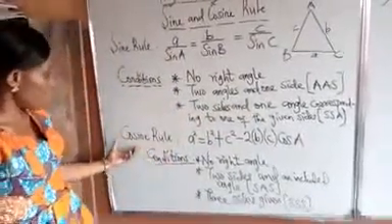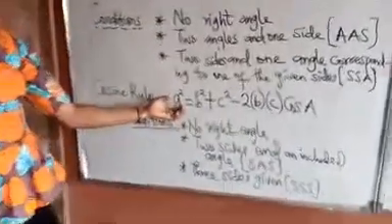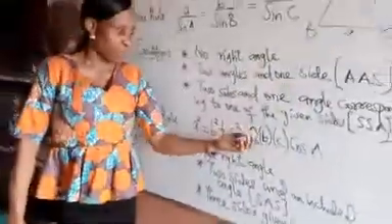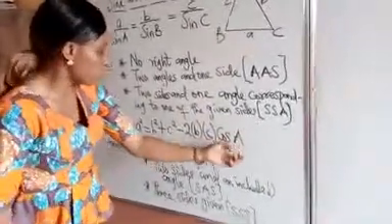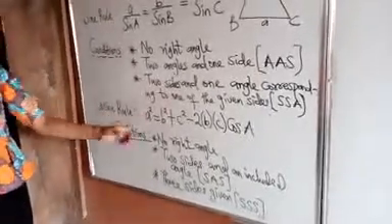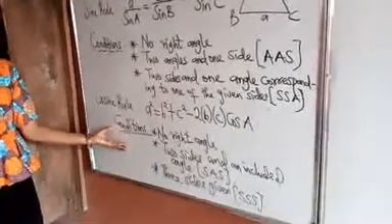Cosine rule. The cosine rule mathematically is written this way: the square of one side is equal to the sum of the squares of the 2 other sides, minus 2 times the 2 other sides times the cosine of the angle opposite to the side you are looking for. And we have 3 conditions also for solving with the cosine rule.